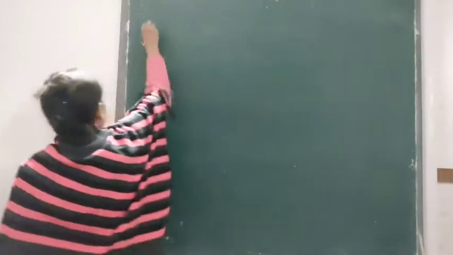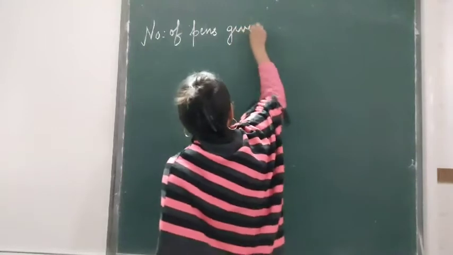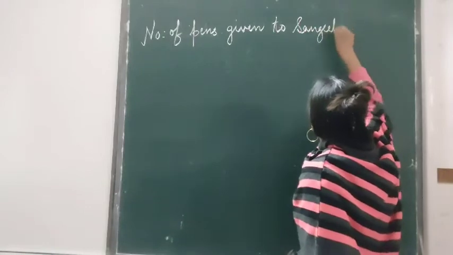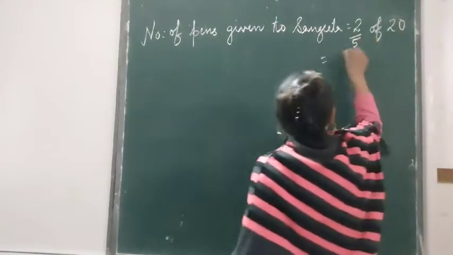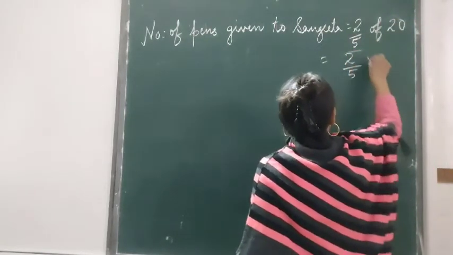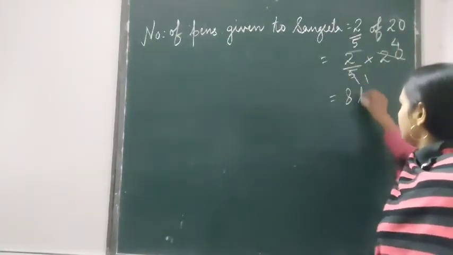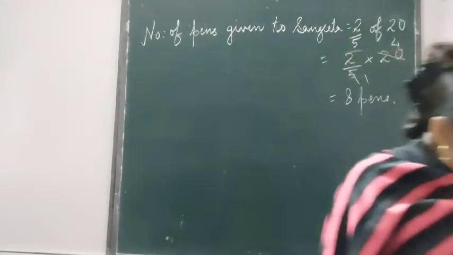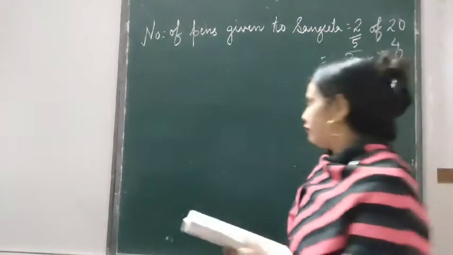Let's start. Now what to do? Number of pens given to Sangeeta. That is 2 by 5 of 20. Of means multiplication. 5 and 20 can get cancelled. 2 fours are 8. So the answer is 8 pens. Okay children, so this completes question number 14. Then we start question number 15.